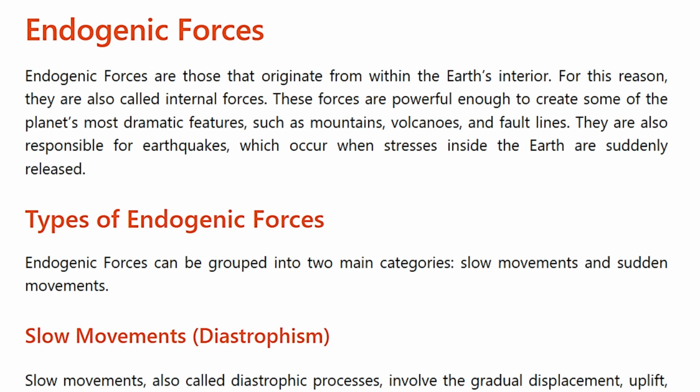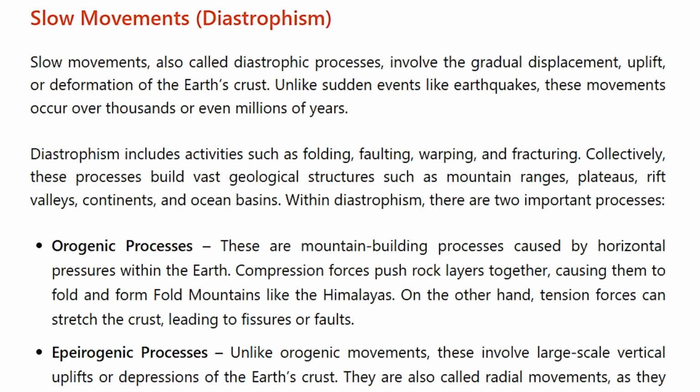Types of endogenic forces. Endogenic forces can be grouped into two main categories: slow movements and sudden movements. Slow movements, diastrophism. Slow movements, also called diastrophic processes, involve the gradual displacement, uplift, or deformation of the Earth's crust. Unlike sudden events like earthquakes, these movements occur over thousands or even millions of years.